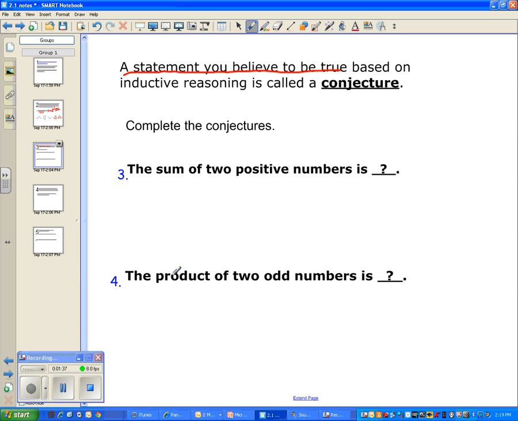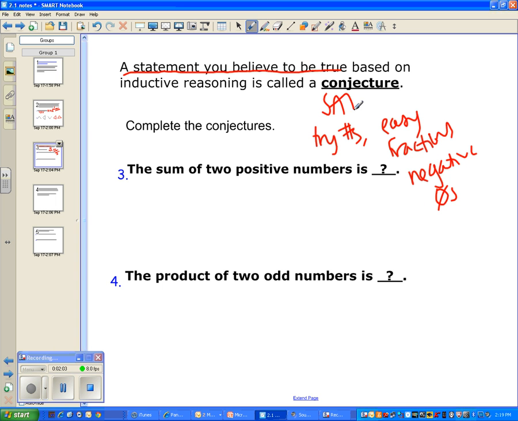So for 3 and 4, I'm asking you to complete the conjectures. So complete the statement. The sum of 2 positive numbers is blank. So to figure out what the blank is, you're going to try different numbers. Try easy numbers. Try fractions. Try negative numbers, try zeros. These are all good things that you should try to use. This helps with that SAT prep too.